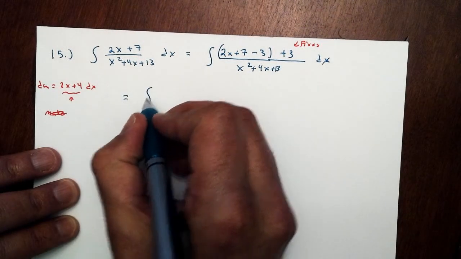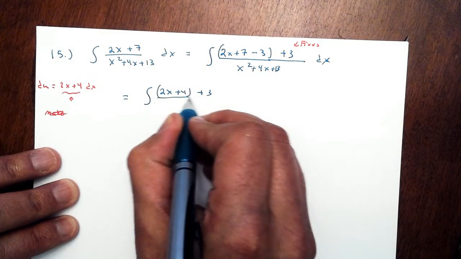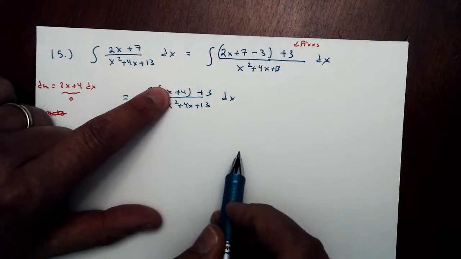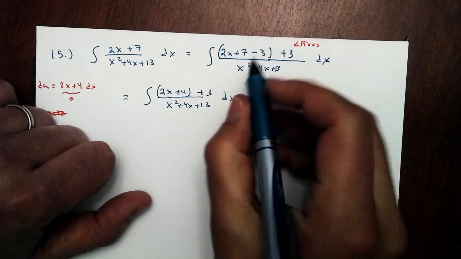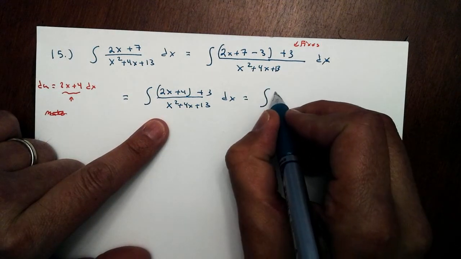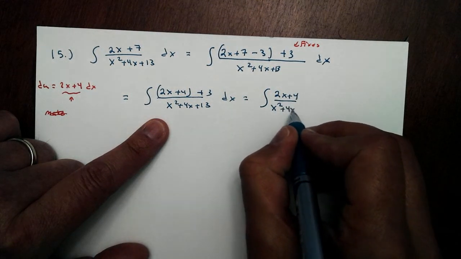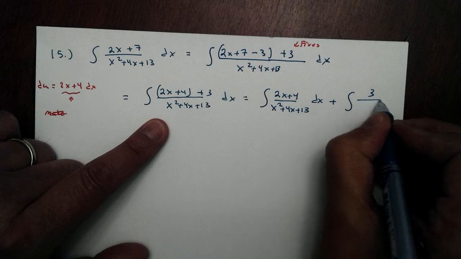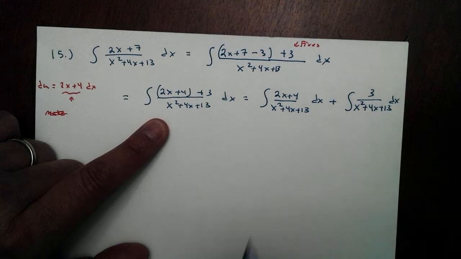Now, what that's going to leave me with is 2x plus 4 plus 3, all over x squared plus 4x plus 13 dx. Now, this 2x plus 4 is what I wanted because I know that can be a u substitution. So, again, just like in the last one, we're going to split the integral. So we get 2x plus 4 over x squared plus 4x plus 13 dx, plus 3 over x squared plus 4x plus 13 dx.